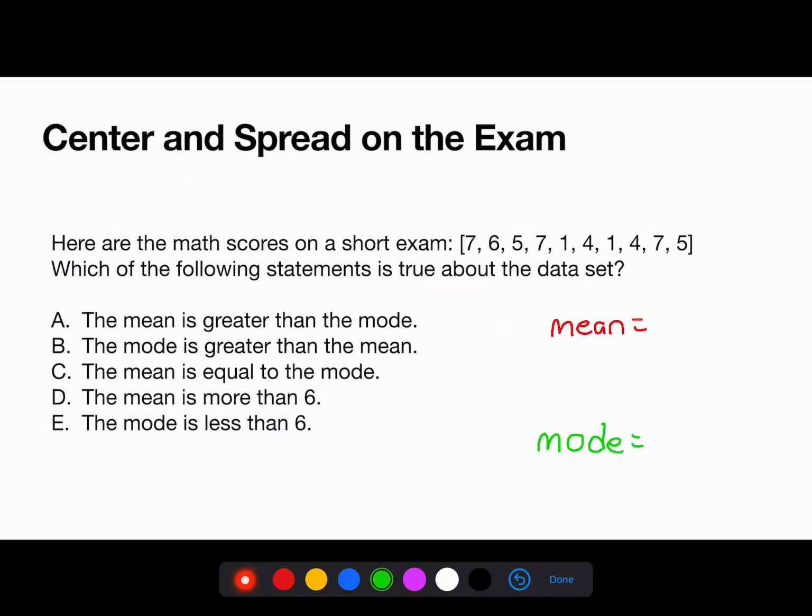To find the mean, we need to divide the sum of the math scores by how many students there are. When typing these in the calculator, I get a sum of 47 divided by a total of 10 students. So I get a mean of 4.7. I'll rewrite that here. To find the mode, let's look for the score that appears the most often. That would be 7.